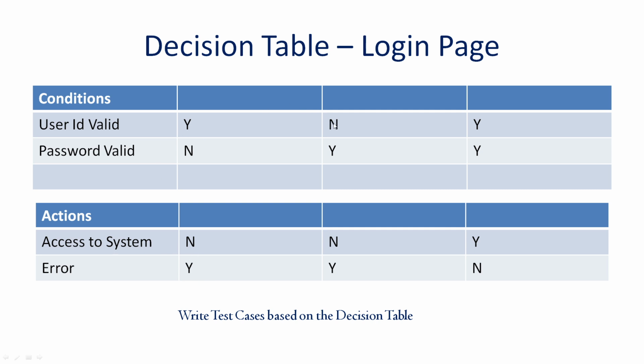Similarly, vice versa, if it's an invalid user ID and valid password, then access to the system is no, and the error will be yes. Okay, so for this scenario, we have come up with a decision table. Okay, and now the decision table is ready.